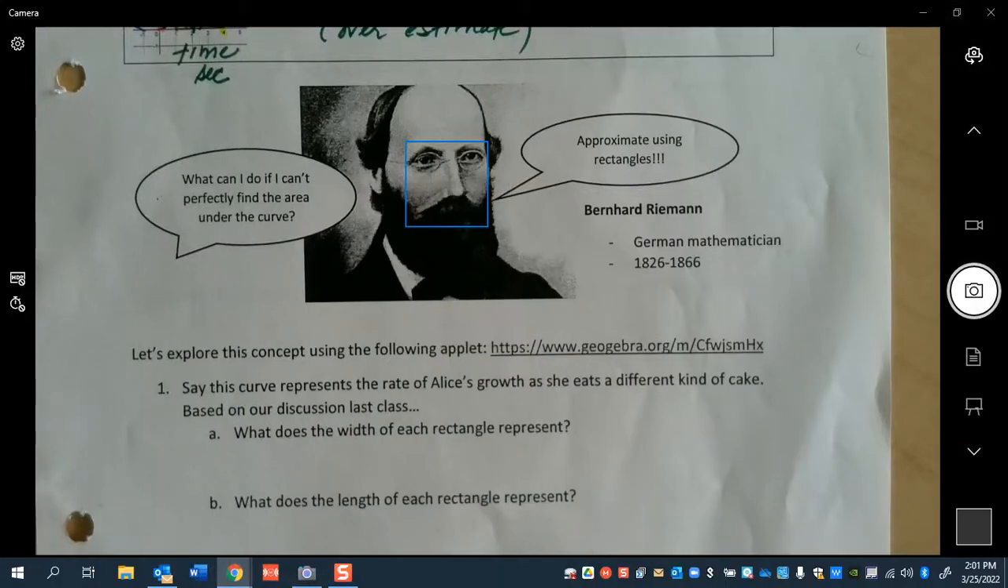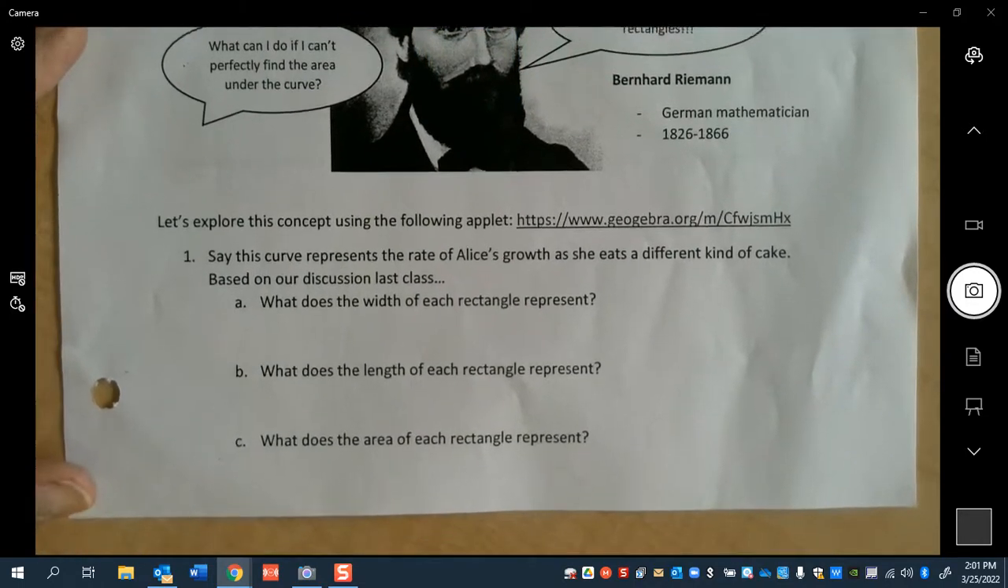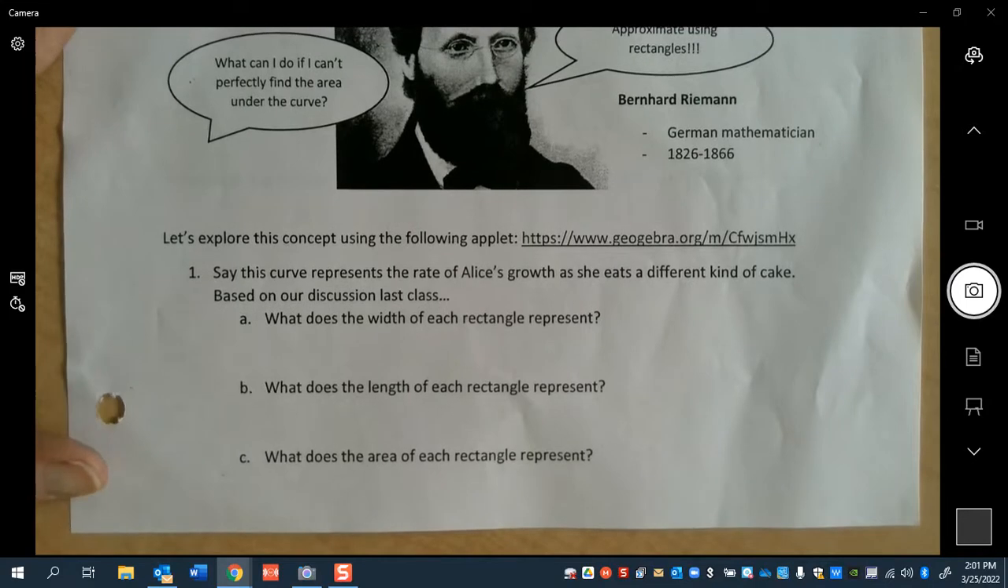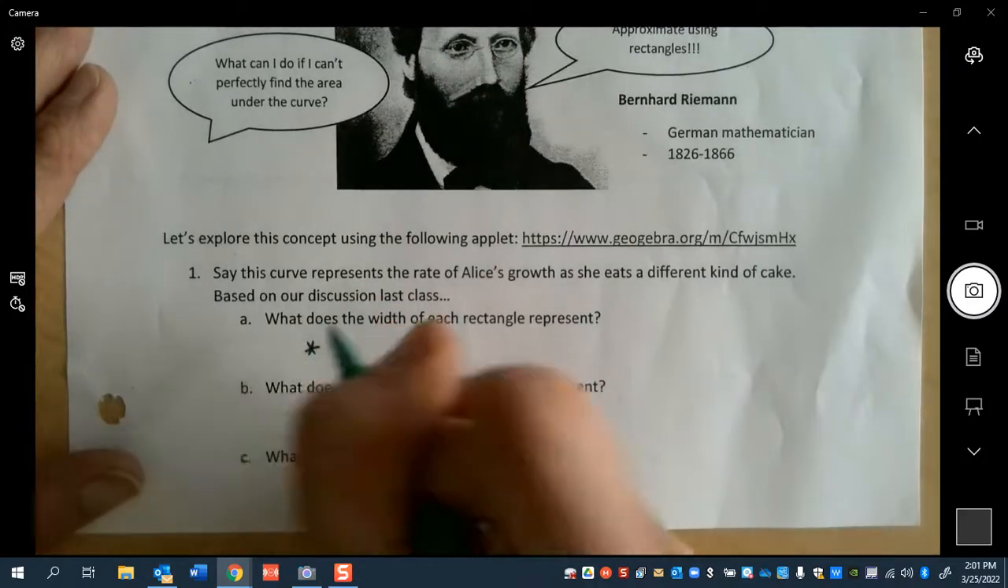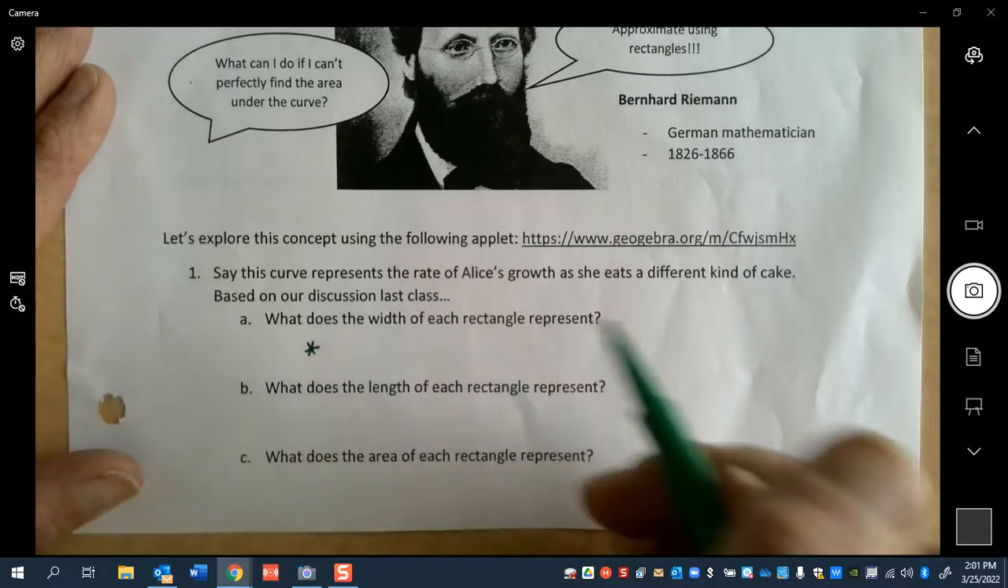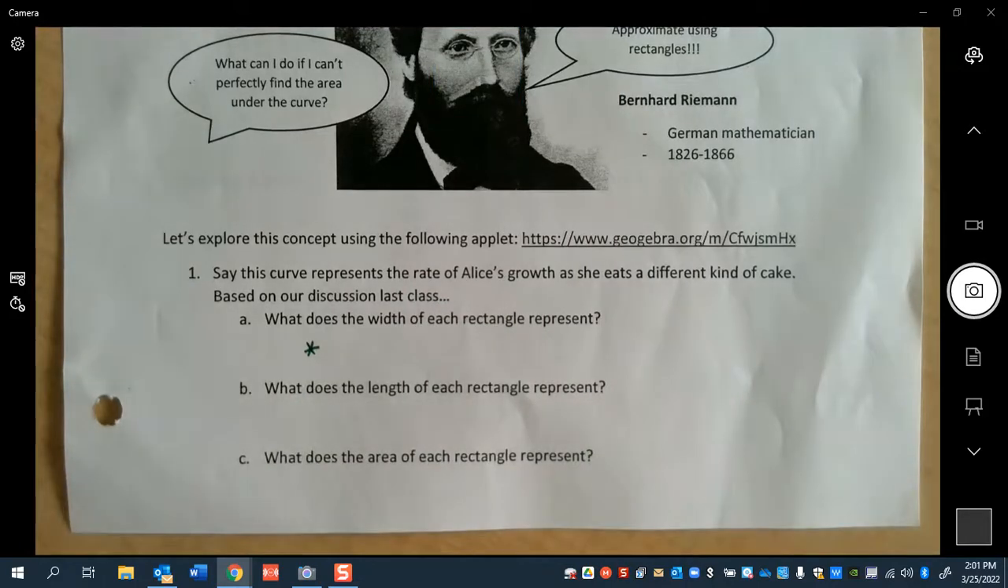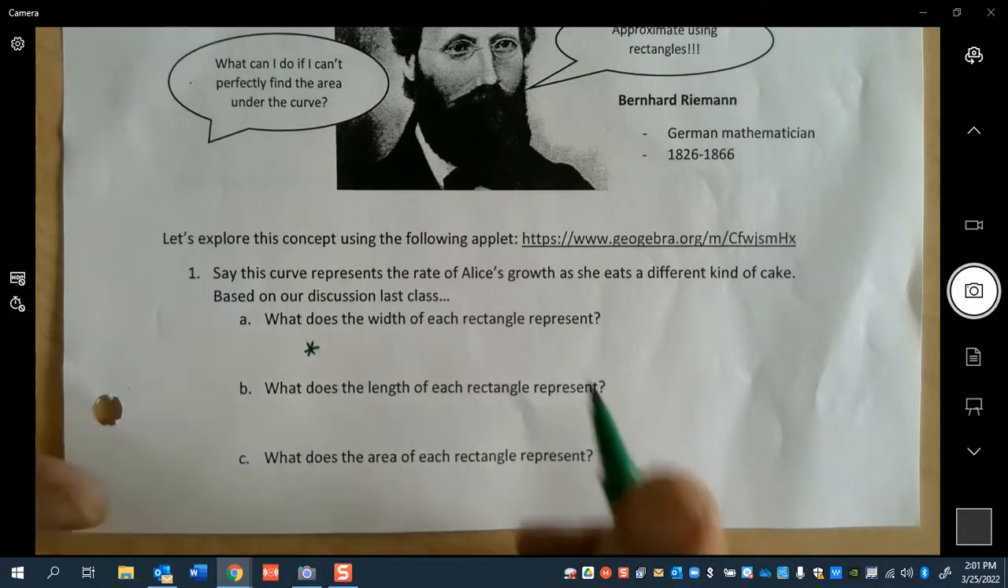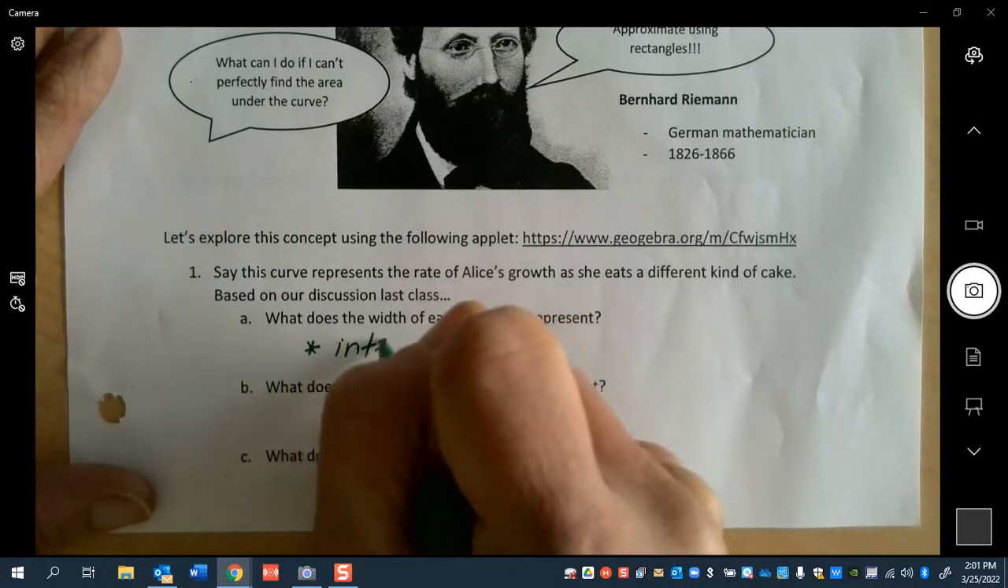All right, so let's talk about Sweet Bernard. So we're going to say this curve represents the rate of Alice's growth as she eats a different kind of cake. Based on our discussion last class, what does the width of each rectangle represent? What is our width? Well, thank you. And we'll call it an interval.